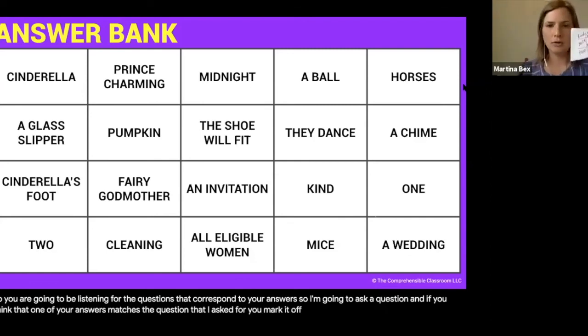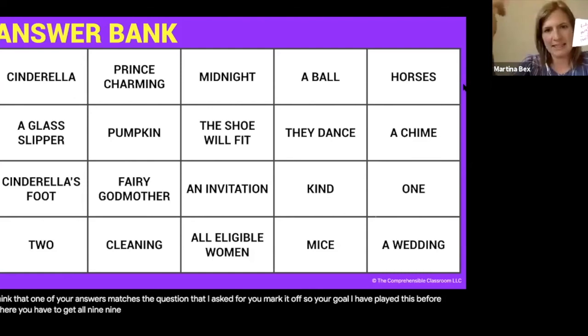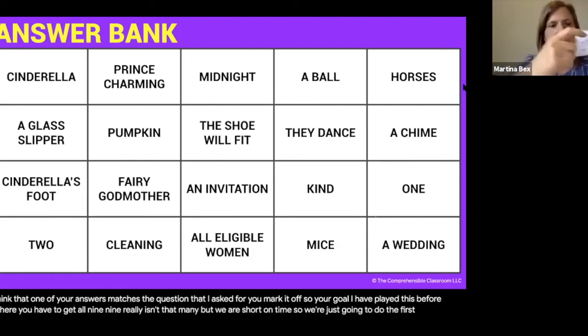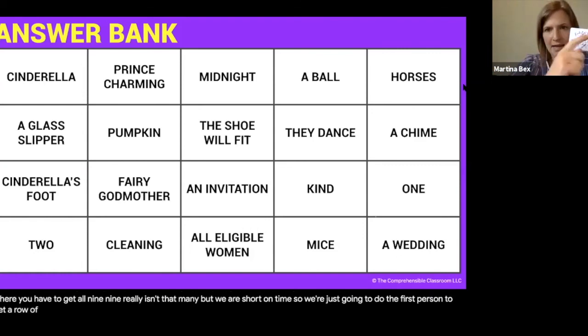So your goal, I have played this before where you have to get all 9. 9 really isn't that many, but we are short on time. So we're just going to do the first person to get a row of 3. So it could be a horizontal row, vertical row, diagonal row. So 3 in a row.